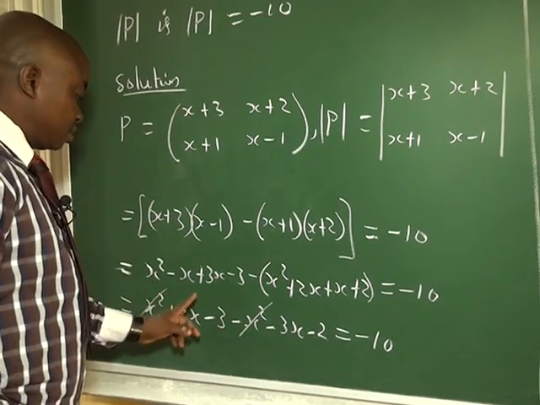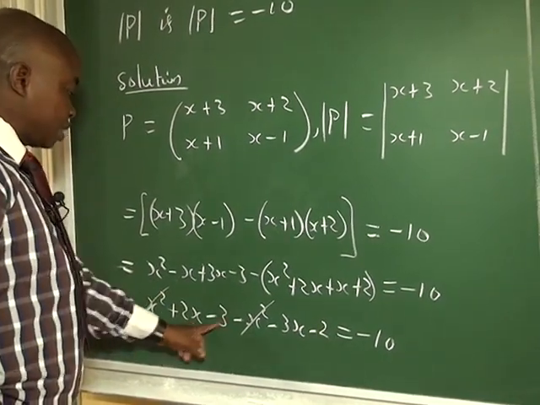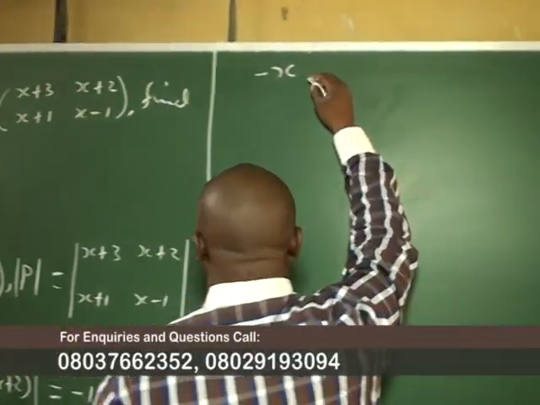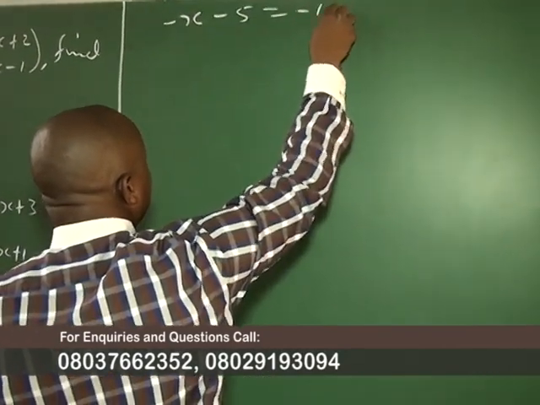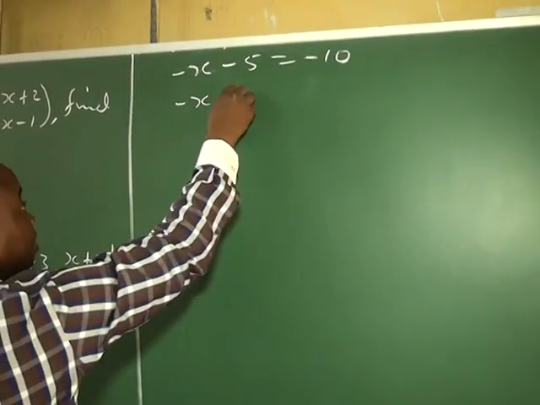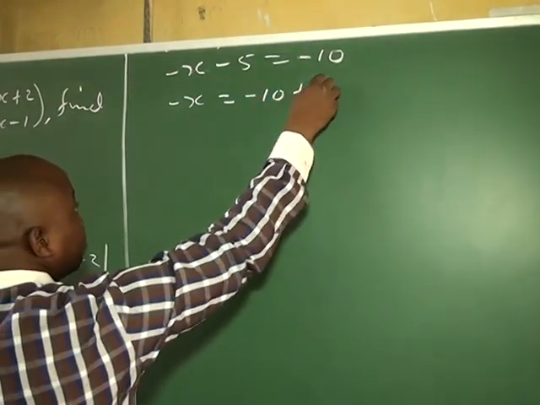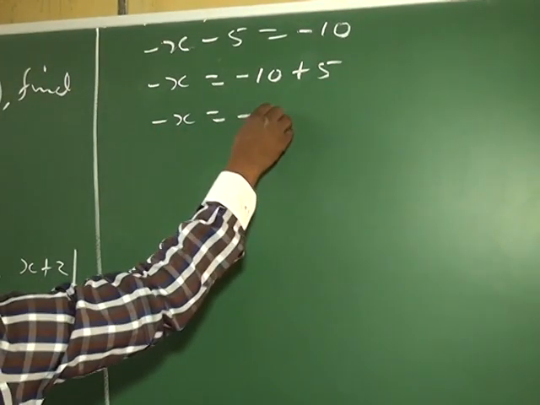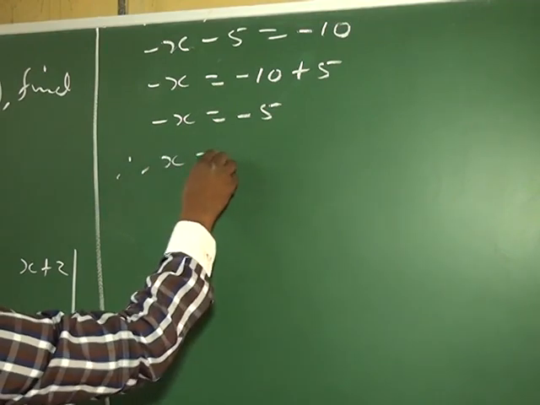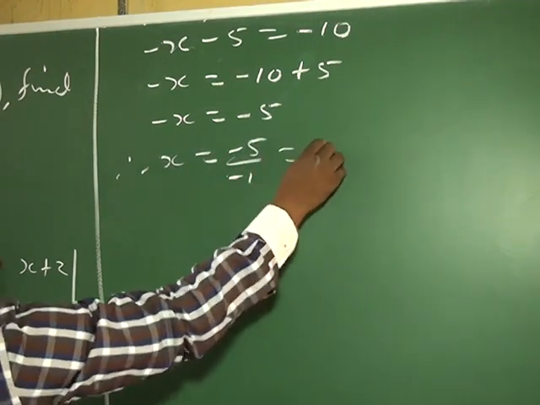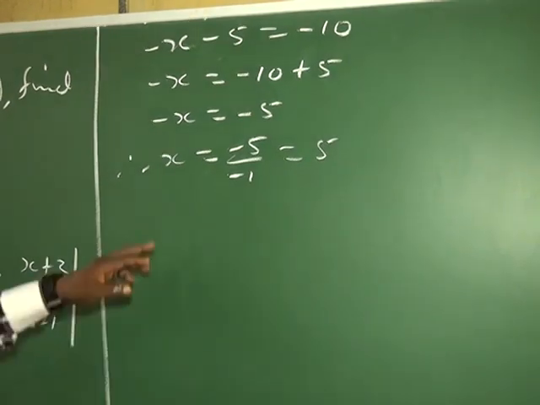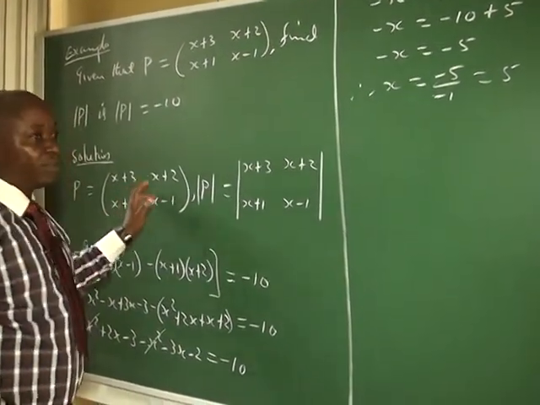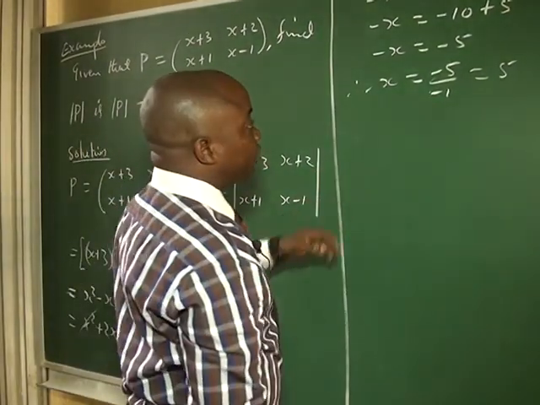So here x squared minus x squared is 0. Now we have that 2x minus 3x gives us minus x. Then minus 3 minus 2 is minus 5. So this equals minus 10. Now minus x equals minus 10 plus 5, that is transferring this to the other side. So minus x is equal to minus 5. Therefore x equals minus 5 over minus 1, which is 5. So with the idea of determinants, we are able to see that x equals 5 in the given matrix.